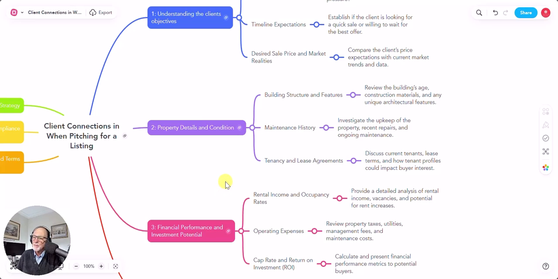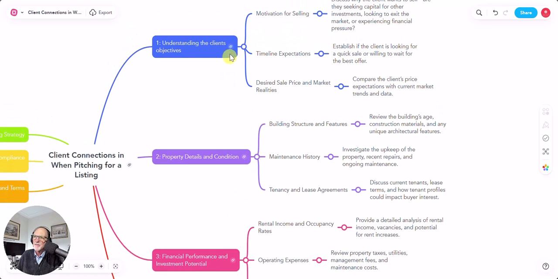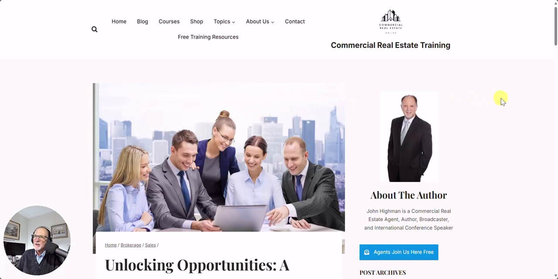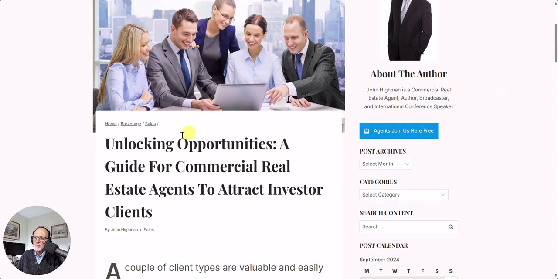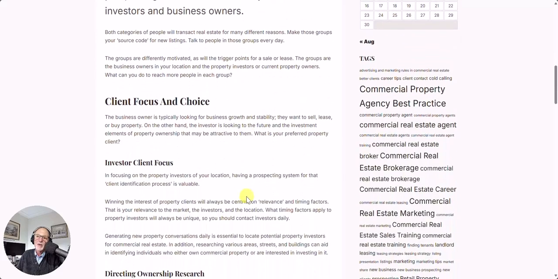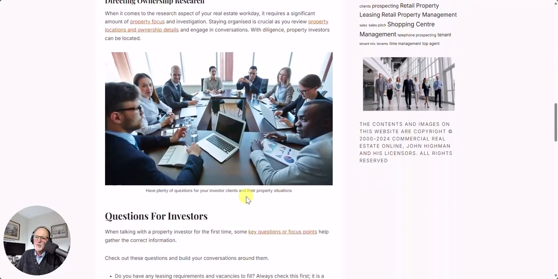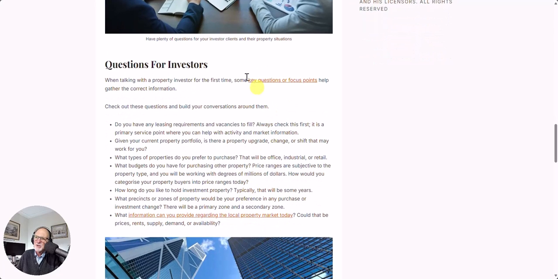So if the property is for you and you're going to list it as an agent, check out these articles. Let's go here first. Go to my website, which is commercial-realestate-training.com, and check out this article. That's the name of it. Go there and you can then read through the article and print this off, because this will help you gather information, particularly these questions that you would put to the investors regards their sale requirement or potential.